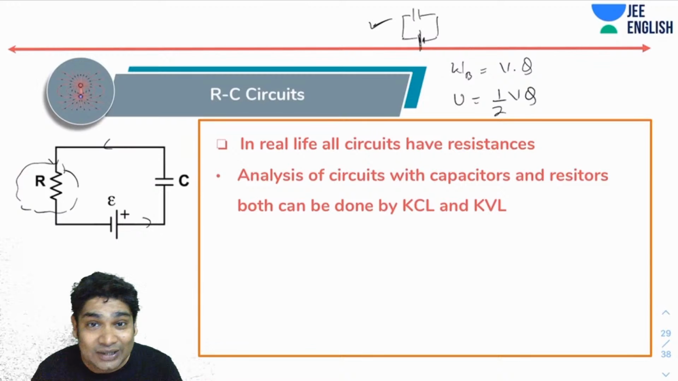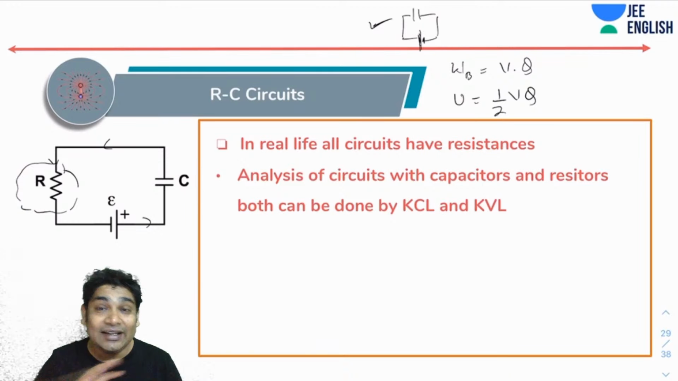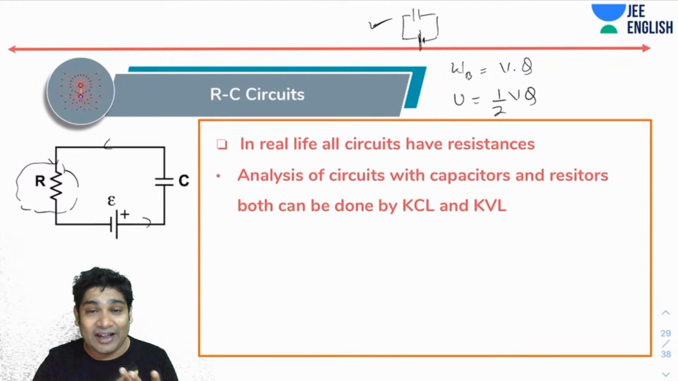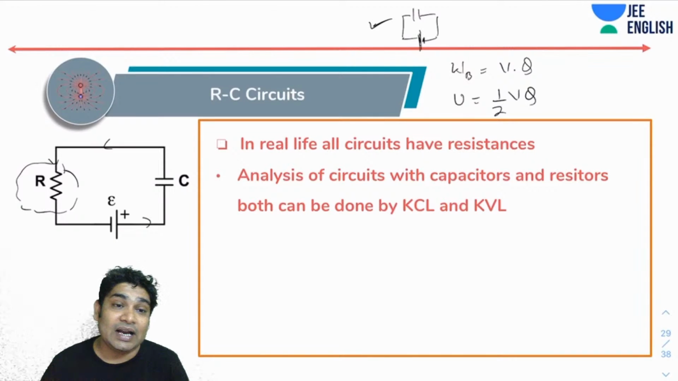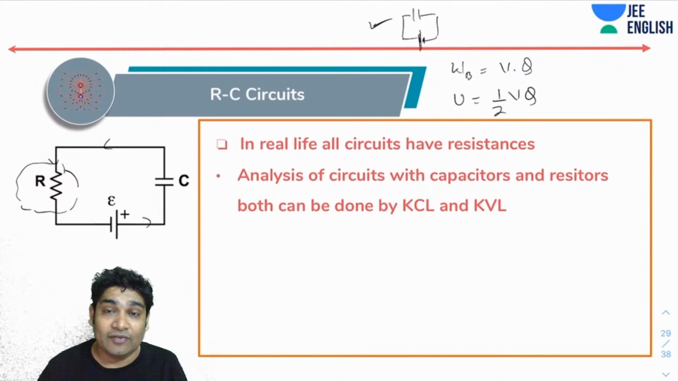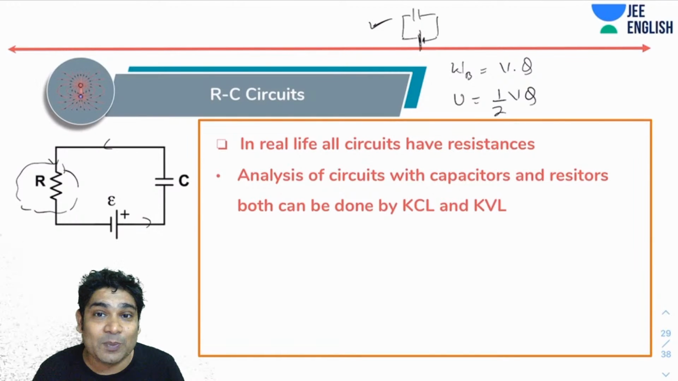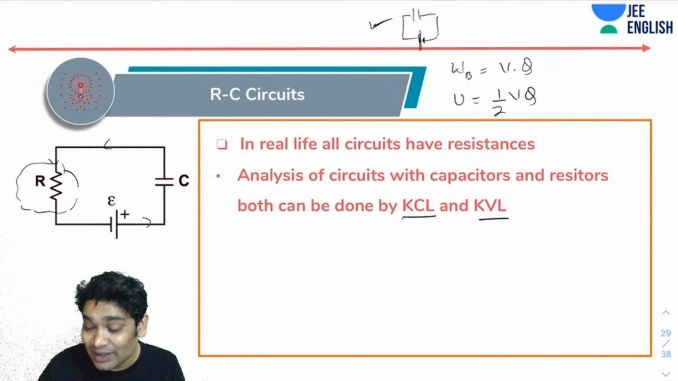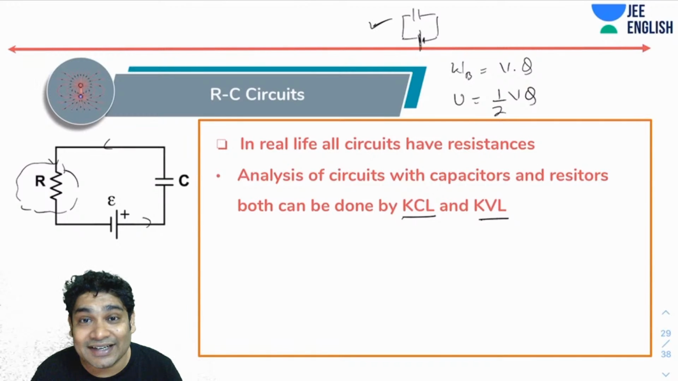The analysis of all these circuits, whether it is an RC circuit or any kind of circuit having any kind of elements, batteries, 5 batteries, 6 capacitors, 7 resistors, multiple resistors, multiple capacitors, multiple batteries, and maybe other circuit elements also, something called an inductor, we will study about that. Any kind of circuit can always be analyzed with the help of KCL and KVL. So we will talk about two kinds of RC circuits in the next class. One, charging, when the capacitor is getting charged, and another, when the capacitor is getting discharged.